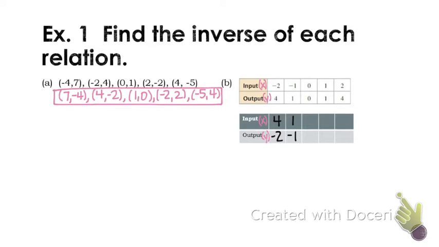What about 0, 0? It's not going to change because the numbers are the same. What about 1, 1? Still 1, 1. And what about 2, 4? 4, 2. So if you're given an ordered pair and I ask you for the inverse, you simply switch the x and the y.